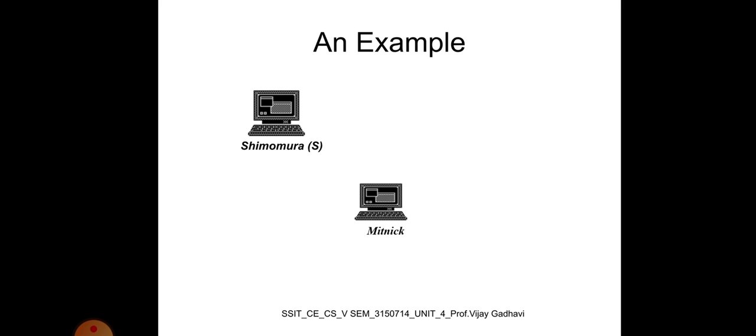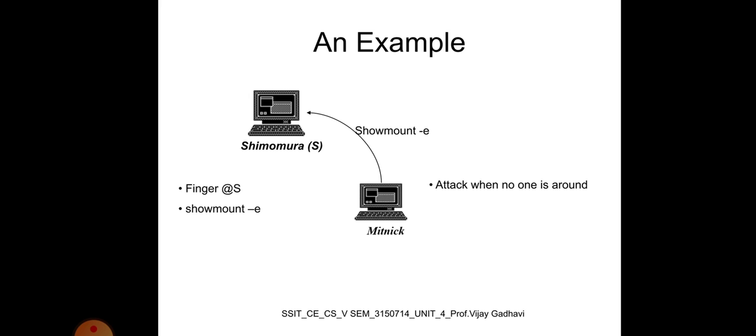This is an example. Mitnick sent a message to finger to S. Here the attack happens when no one is around. Then we show E. It sent a message and an acknowledgement. Here we have a trusted party T. This is a DDoS attack, the application layer attack.